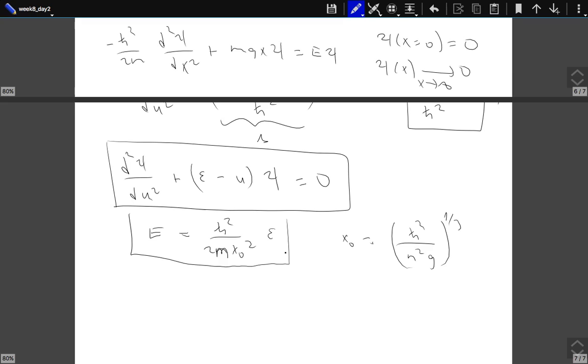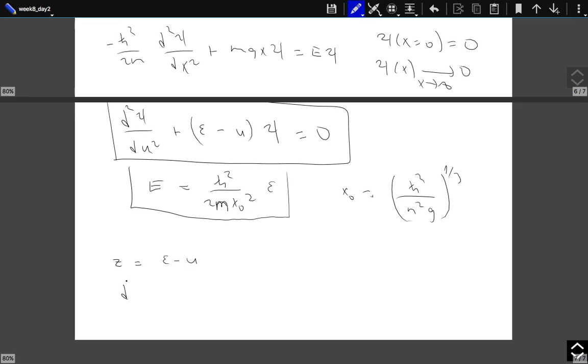Now let's see. Let me just make one more change of variable over there. Let me just call z equal to epsilon minus u, so that my equation just becomes plus z psi is equal to 0. The second derivative with respect to u is the same as the second derivative with respect to z. So you see, there's not even an eigenvalue equation anymore. Everything is known. The solutions are also known. The solutions are called the Airy functions.